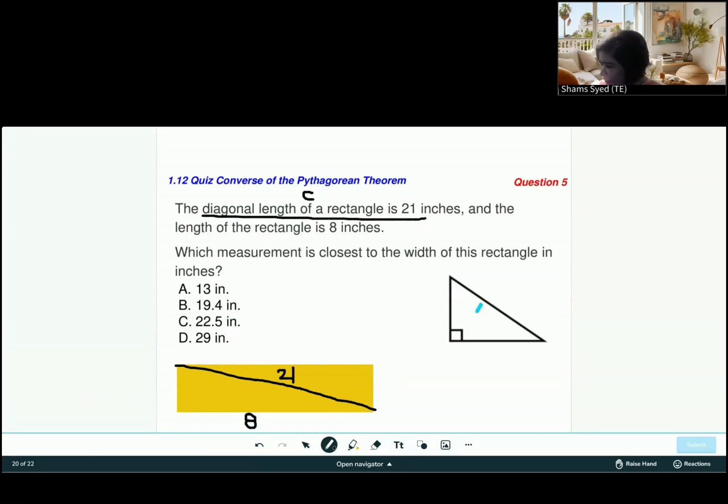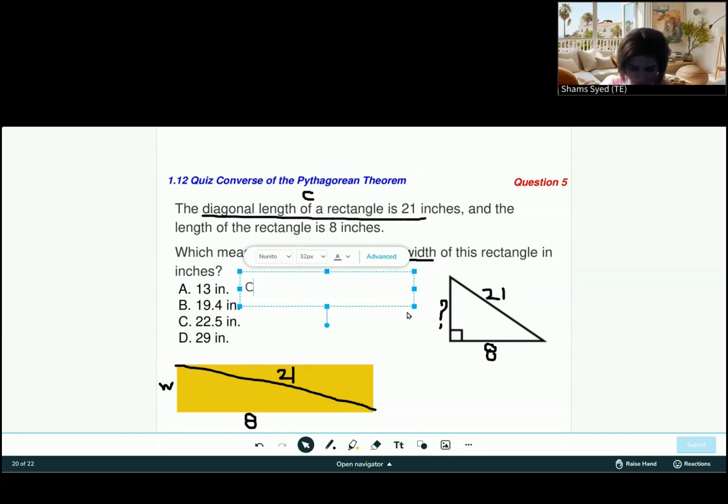So in a right triangle, it can look like this. Diagonal is 21 and the length of the rectangle is 8. Which measurement is closest to the width of this rectangle? The width is missing. Probably side A or B, one of the shorter sides is missing. Now I know that the shorter side is missing, that means I apply the converse formula, and the converse formula applies subtracting. Keep that in mind because the shorter side is missing.